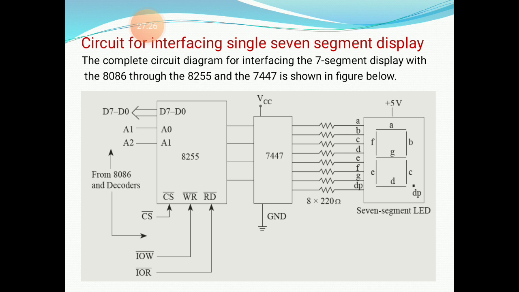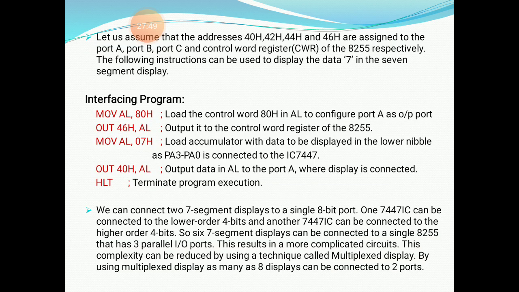So that is the data lines of 8255, address lines of 8255, control signals of 8255 is connected with data lines, address lines and control signals from the microprocessor. That is, there will be a connection between 8255 and 8086 by using system bus. Now let us see the interfacing program for this application.